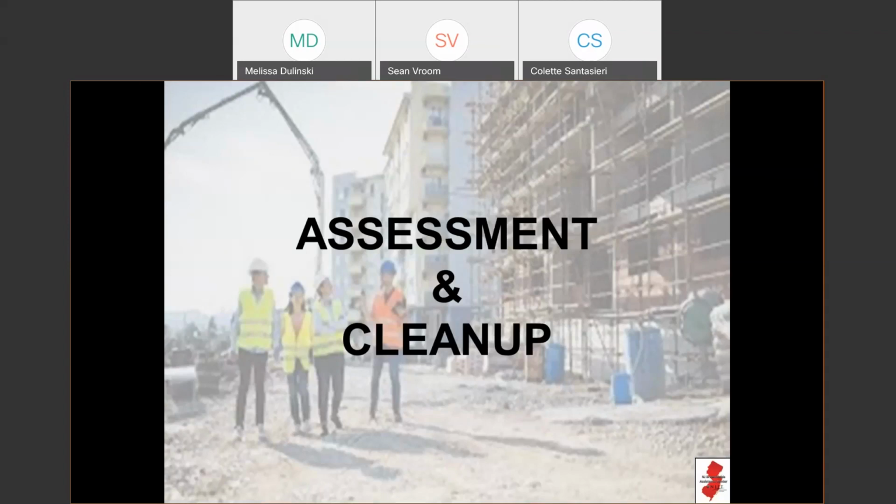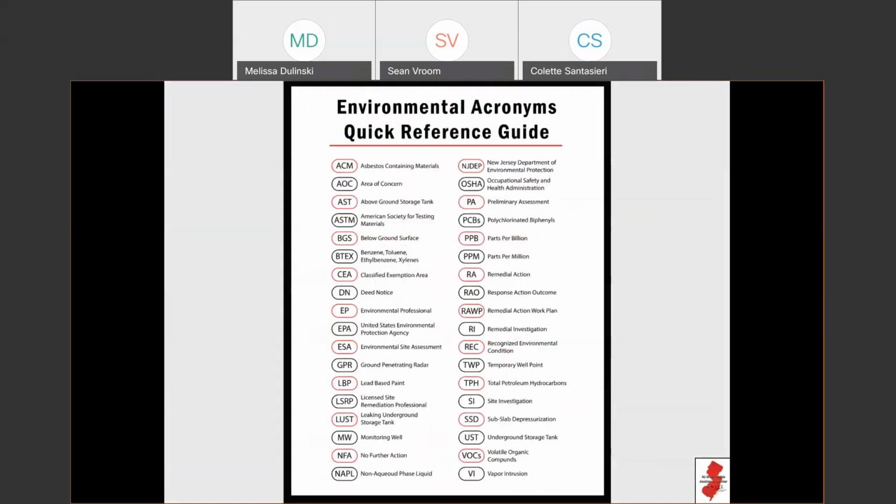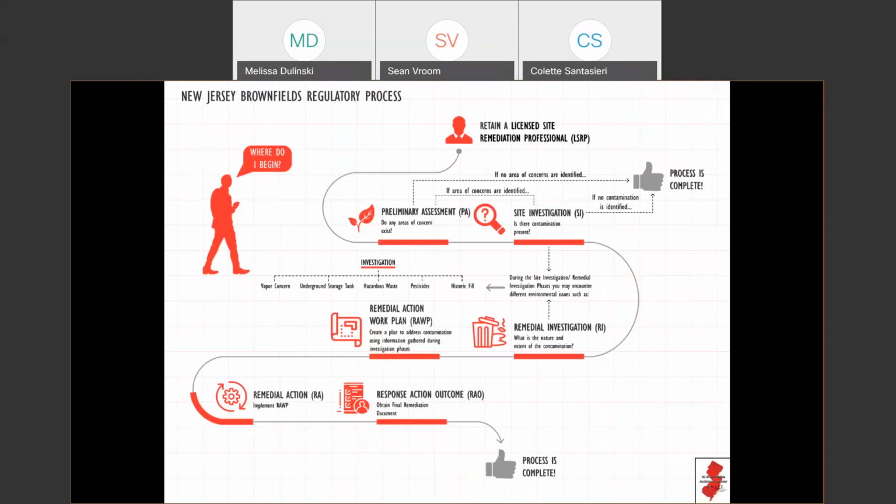So assessment and cleanup. At this point in the process, you've selected one or more brownfield sites to move forward with. This flowchart shows the environmental regulatory process in New Jersey. So this process will take you from retaining a licensed site remediation professional, more commonly known as an LSRP, to obtaining the final deliverables for certifying that a cleanup is complete. So now I'm going to break this chart down a little further and go through the steps in more detail and give you some more information on assessments and investigations.